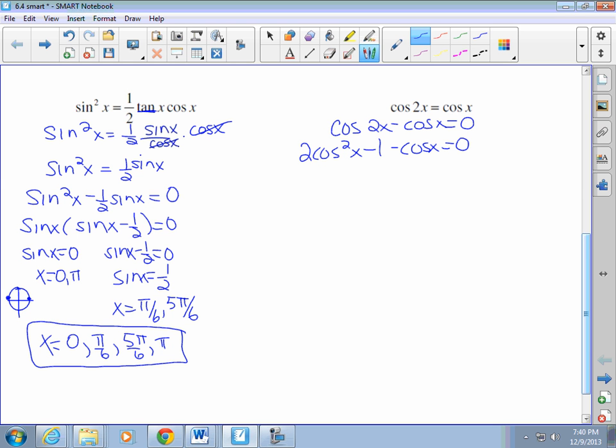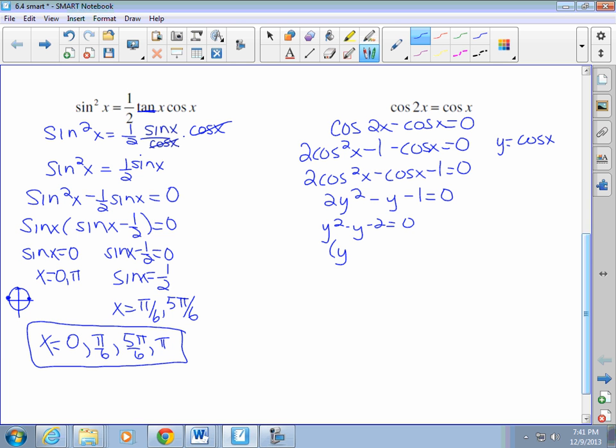If I rearrange this, I have 2 cos squared x minus cos x minus 1 is equal to 0. So it's a polynomial. Again, if I let y equal cos x and substitute, I have 2y squared minus y minus 1 is equal to 0. So using slide and divide, I have y squared minus y minus 2 is equal to 0. If I factor that, that's y minus 2, y plus 1 equals 0. Divide through by 2. This will be y minus 1 and y plus 1/2 is equal to 0.